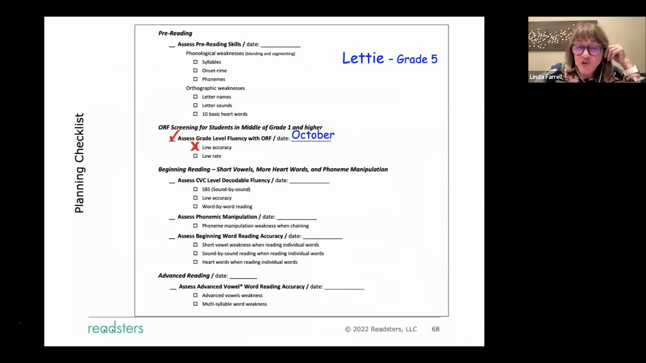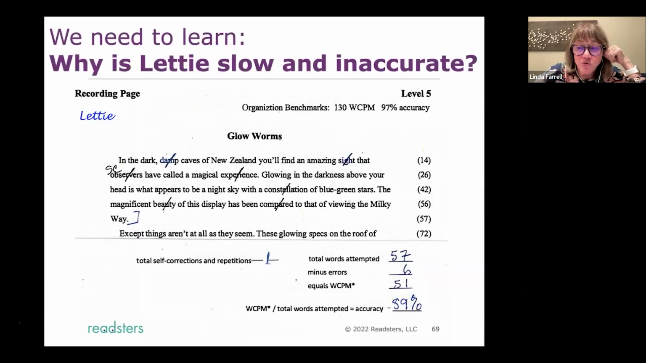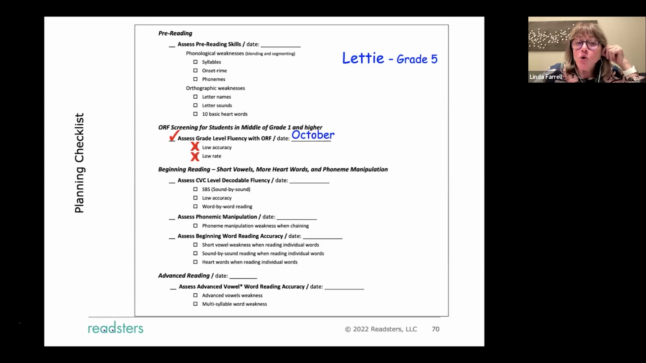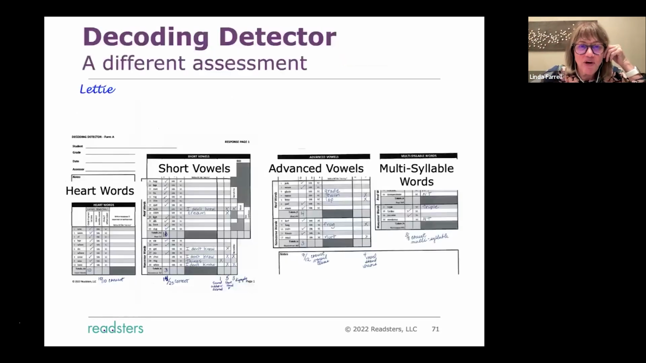Next, we learn she has low accuracy, low rate. So next we look at, can she read beginning CBC words? And because she's in 5th grade, can she read advanced vowel words? We know she doesn't need pre-reading skills. She's reading well enough to rule out that she doesn't have pre-reading skills. But boy, we better look at her accuracy. We better look at how she reads out of context. So what we did is we gave a different assessment this time, but it still assesses the same thing.